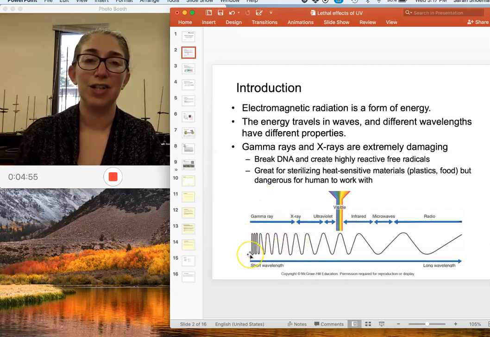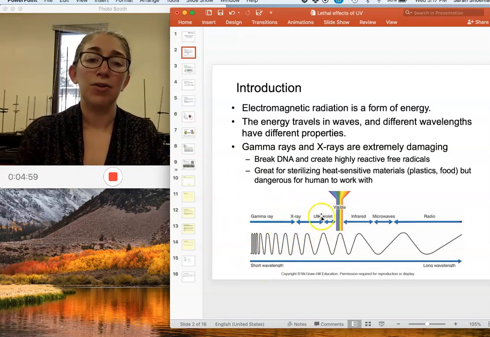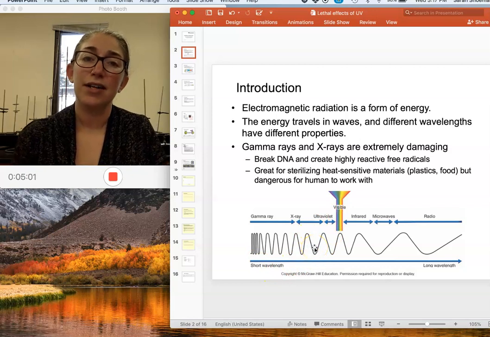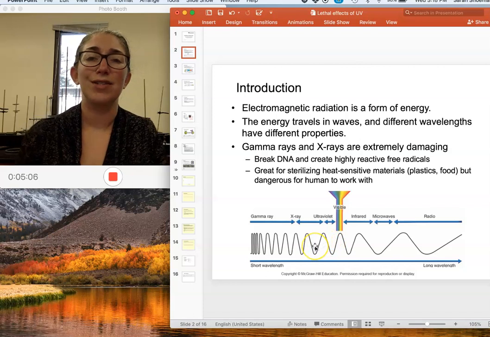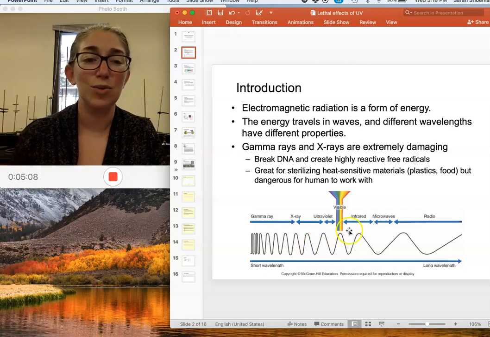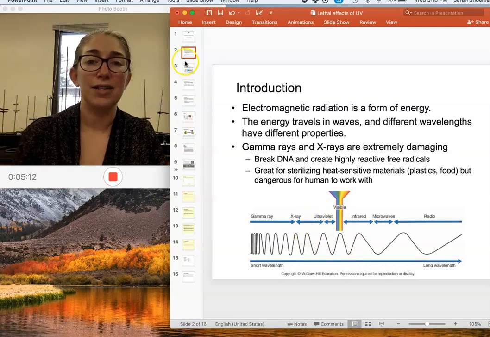We use gamma radiation to sterilize some types of foods and some plastics. Ultraviolet radiation is used to sterilize water in a lot of water treatment facilities. It's even used in hospitals. It's used in nail salons for sterilizing the tools. So the thing that makes UV great, and I'll get to this.